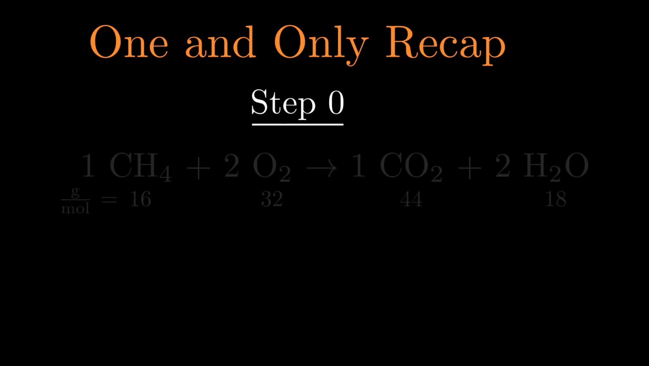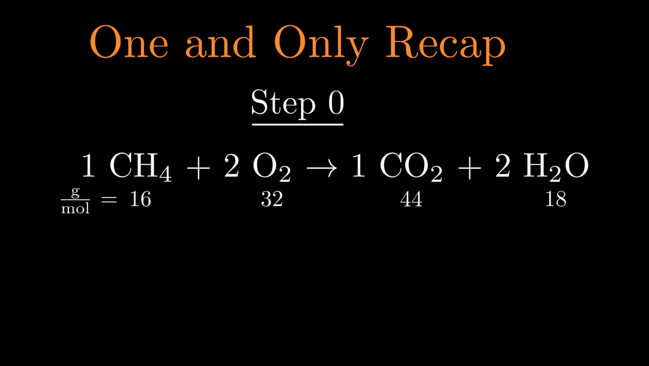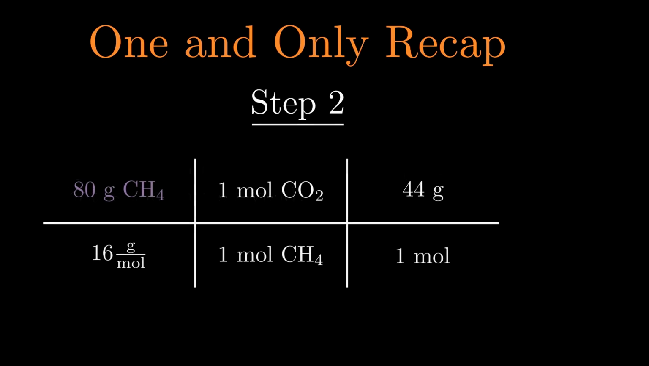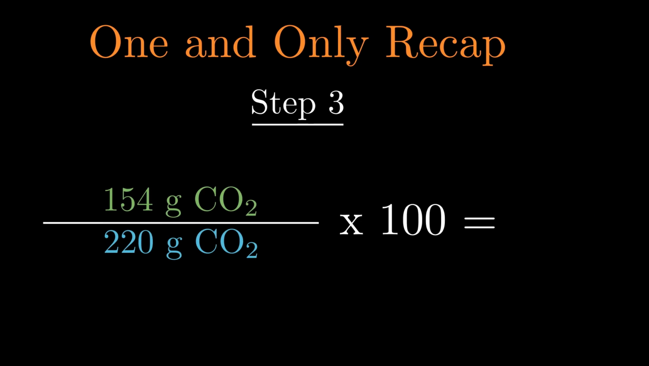Let me recap what we just did. The 0th step was balancing the equation and finding molar masses. Next, we identified the actual yield in the question and used the other value as a given in the second step for a stoichiometry calculation to find the theoretical yield. The two yields are placed into the formula for percent yield to determine the answer.